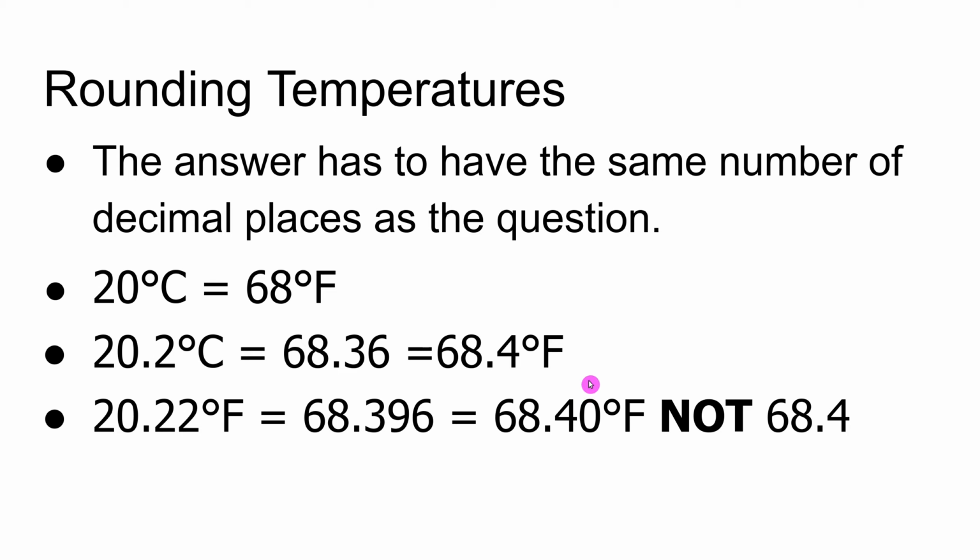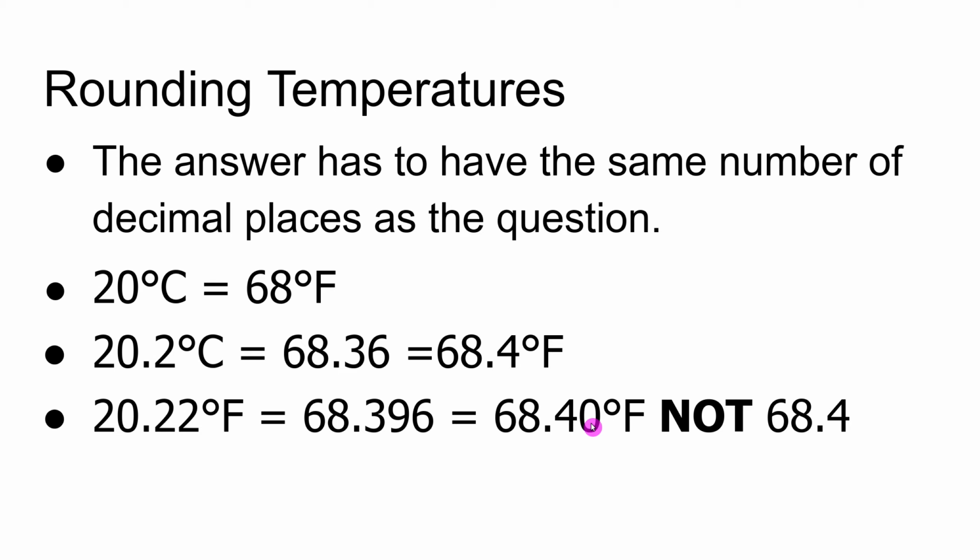If the final digit is a 0, normally you would round. However, for this lab, if the input has 2 digits, the output has to have 2 digits. 68.396 is wrong. 68.4 is wrong. 68.40 is correct. So if the input has 2 digits, the output has to have 2 digits, even if the last digit is a 0.